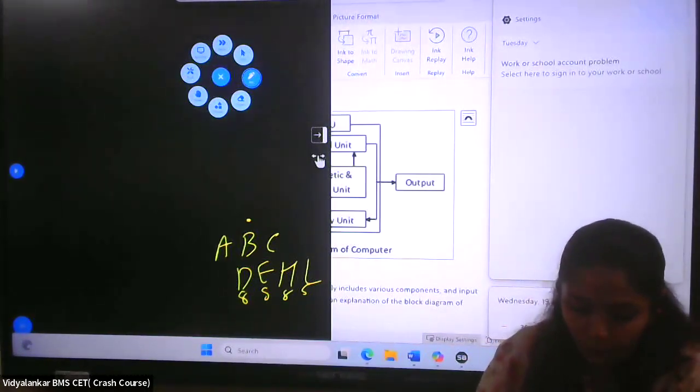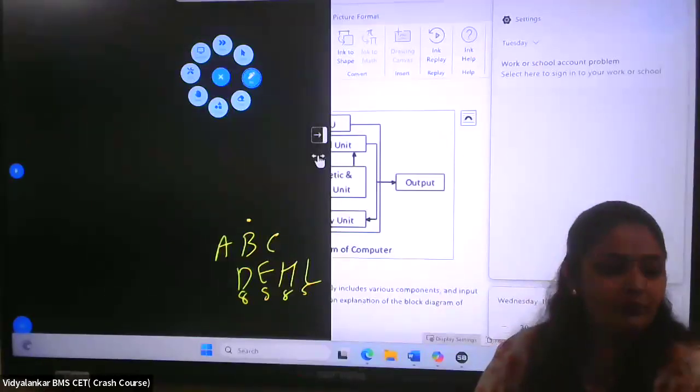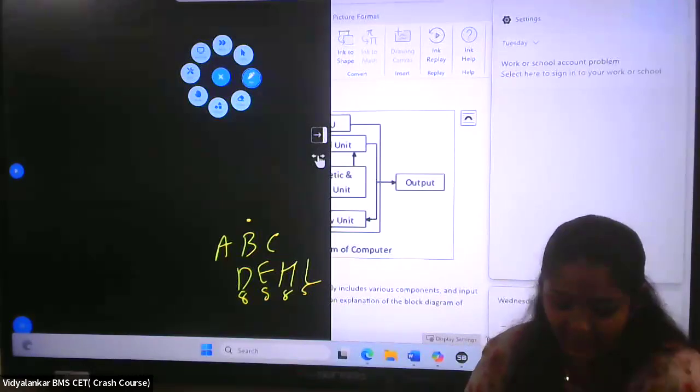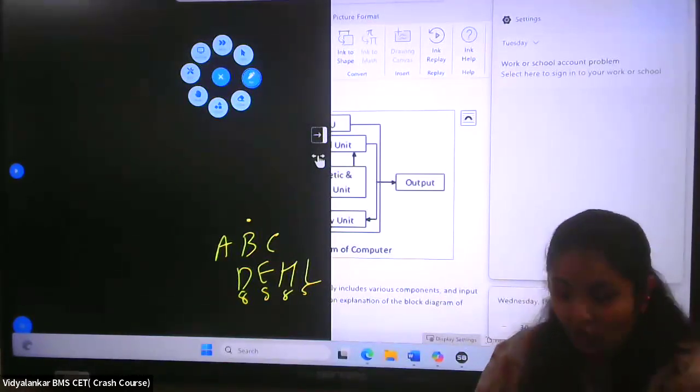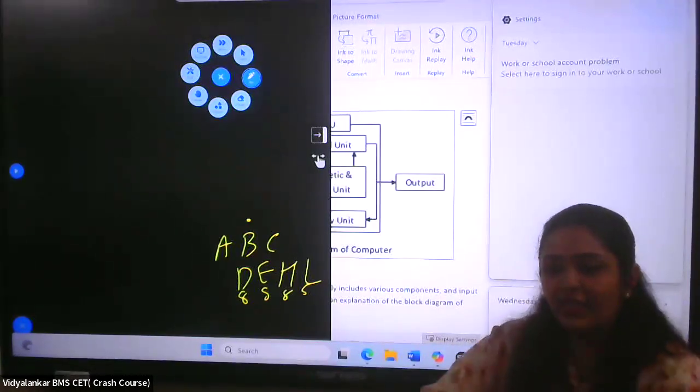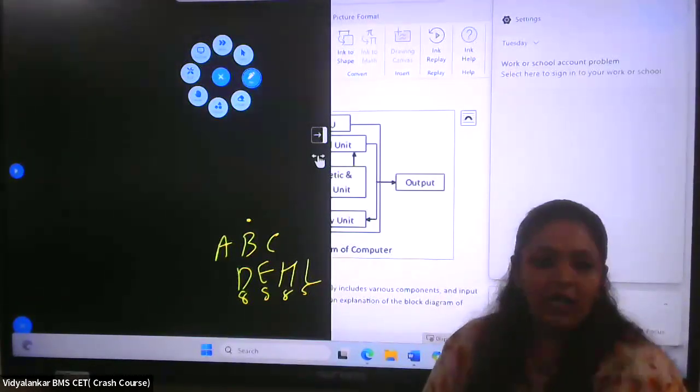Which of the following is an input device of a computer? Very good, very nice. Scanner is the answer. What is that computer program called which translates one program instruction at a time into machine language? Now, this is something new to you, I'll tell you.